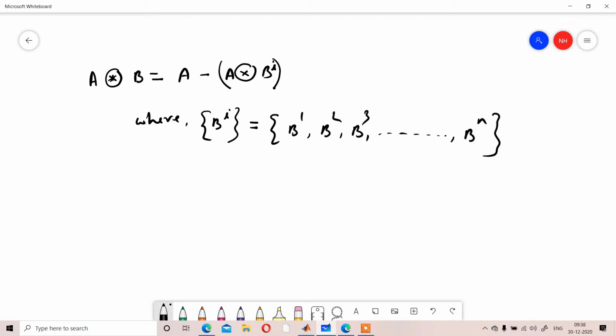If it is a 3 cross 3 structuring element, it will be up to B1 to B8. If it is 5 cross 5, that means I think 24 shifts will be there, so a total of 24 structuring elements you will get. Okay, so that is the equation for thinning.